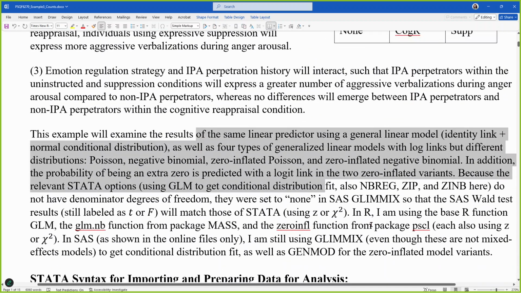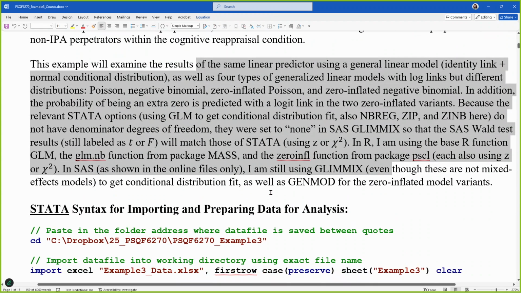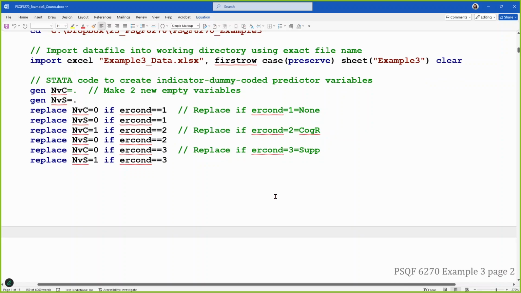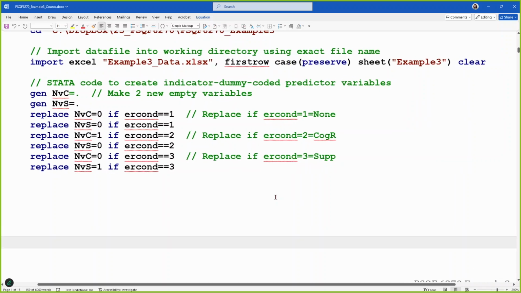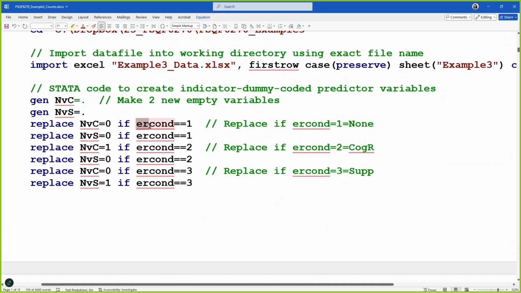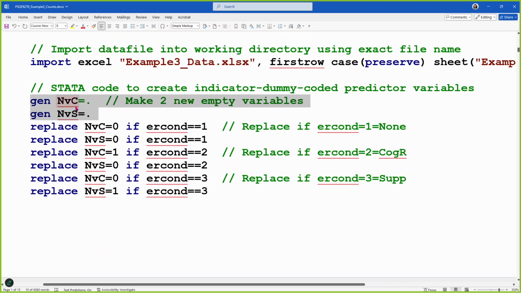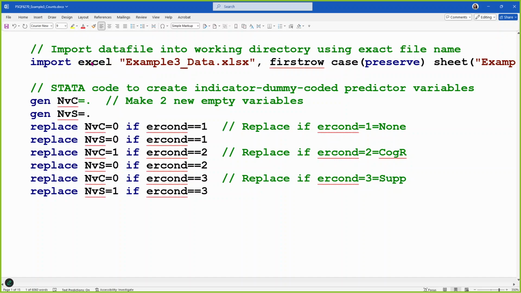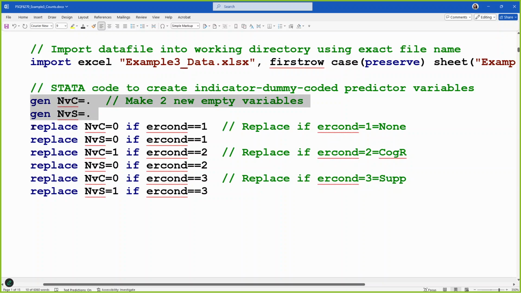A lot of words about the packages I'm using and why. First thing I got to do is make my predictors. So my original variable is called ERCON for ER condition. It is 1, 2, or 3. I need to create 2 new variables for that. Why is that green? There we go. And I'm doing that by starting them off as blank. That means empty. And then N versus C, that means none versus cognitive. N versus S is none versus suppression.